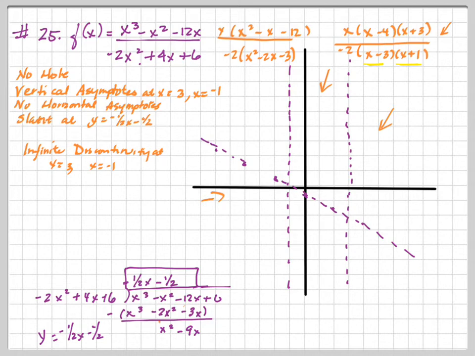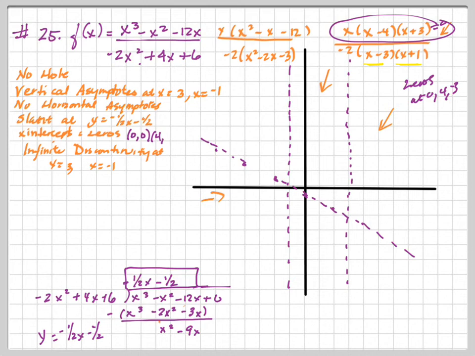So the x-intercepts are the same thing as the zeros. And to do that, you use the numerator. So we're looking over here at the numerator, and if you set that equal to 0, you would have zeros at 0, 4, and negative 3. So x-intercepts at (0, 0), (4, 0), and (negative 3, 0).